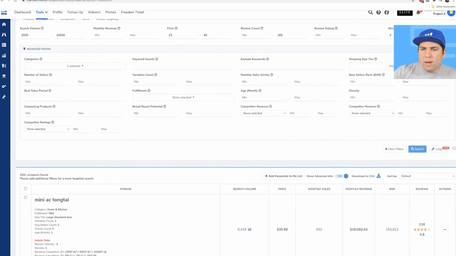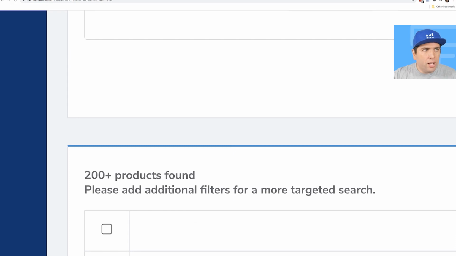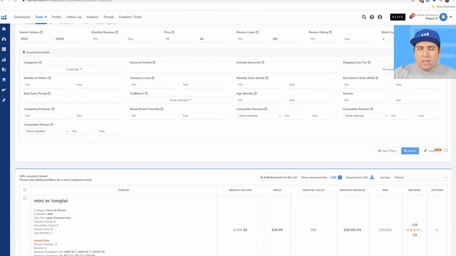This one found too many. So you know what? That means that I actually probably need to narrow my filters down. All right, I left this too broad. If you ever see something that says 200 here in the black box, that means you need to probably narrow your filters down. This is something that we have implemented to help you get laser focused.